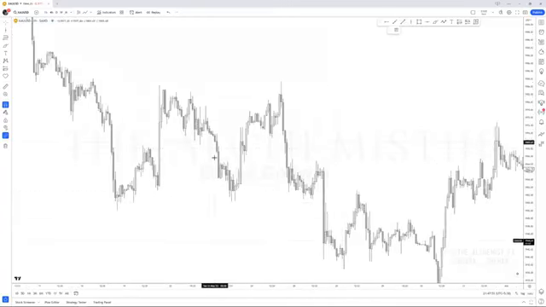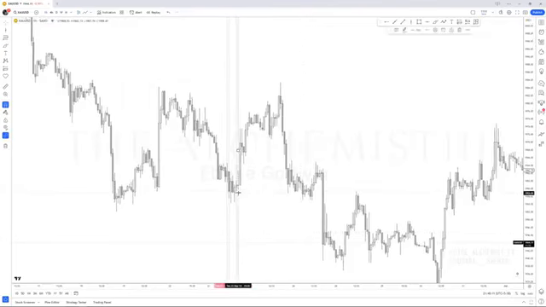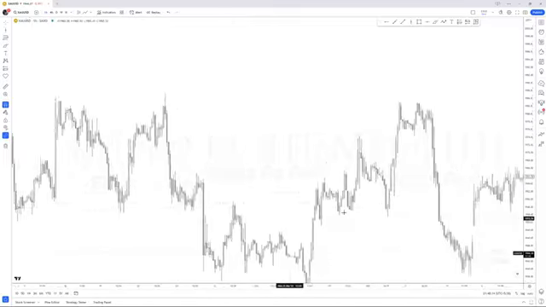Just maybe draw some. I do not use any indicators. Just draw some vertical lines on London kill zone, London open, and then a New York kill zone. Sorry, can you state your London kill zone and then the London open for us? The timing. Yeah, the timing. Okay, yeah.